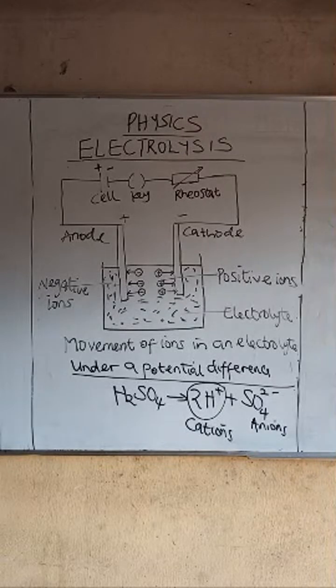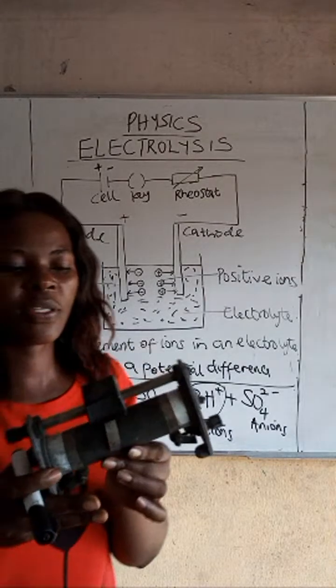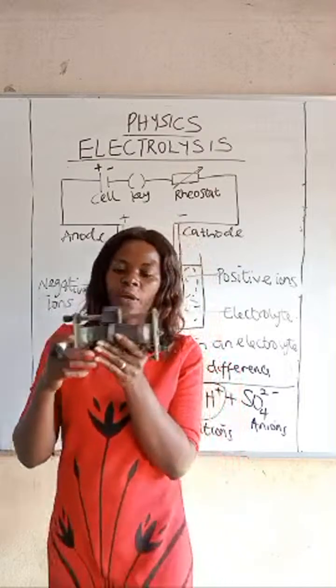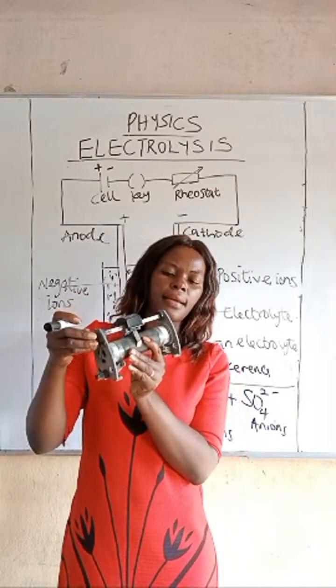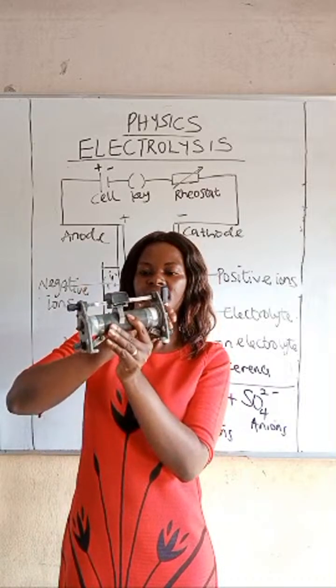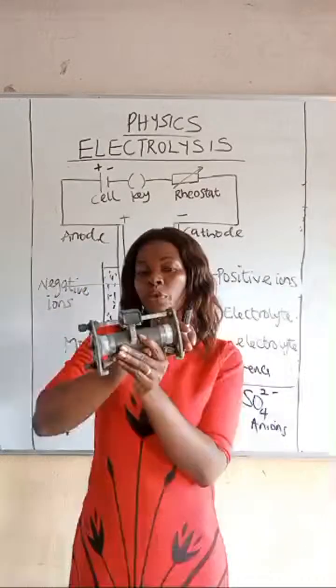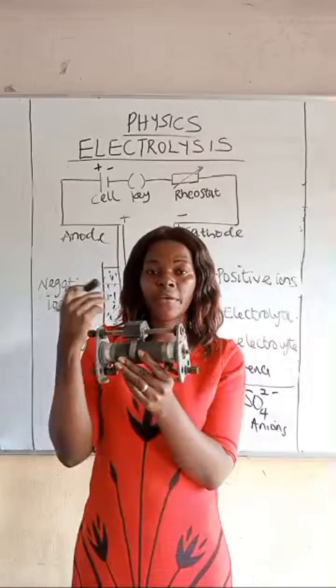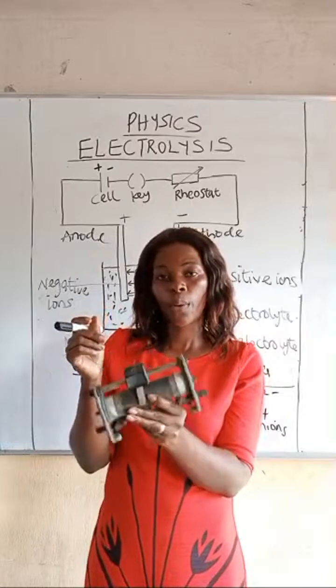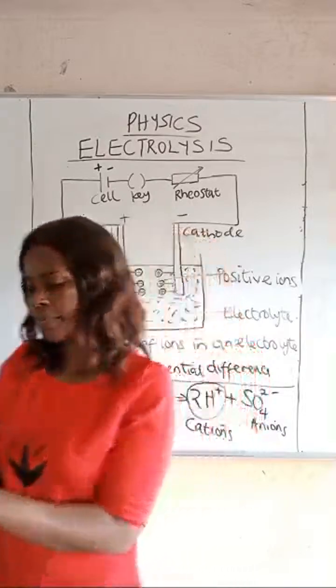What is a rheostat? Look at a rheostat. This is a rheostat, okay? We can connect it here and connect it here. So we use it to vary the resistance of a particular circuit. All right. Okay.